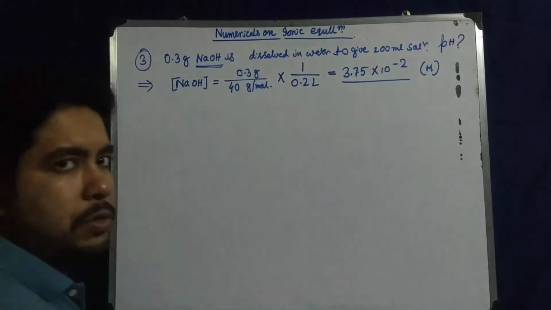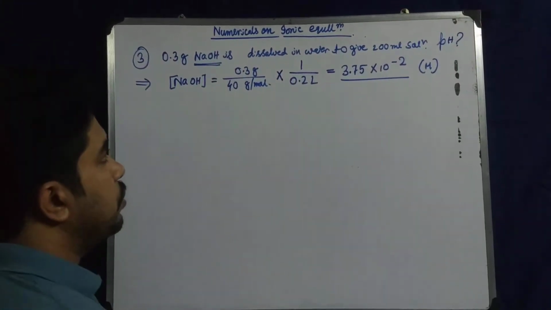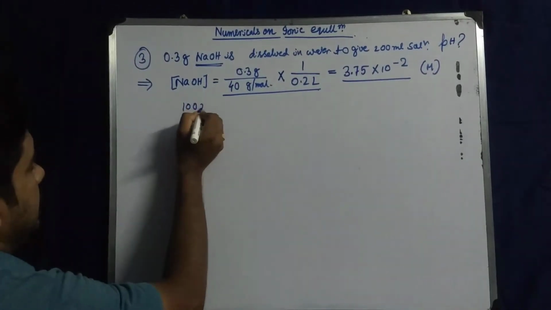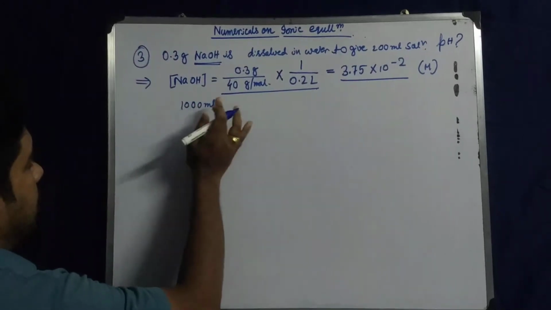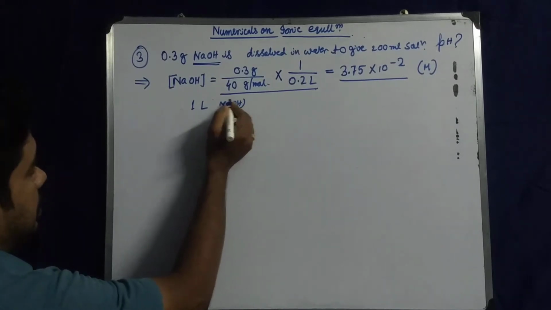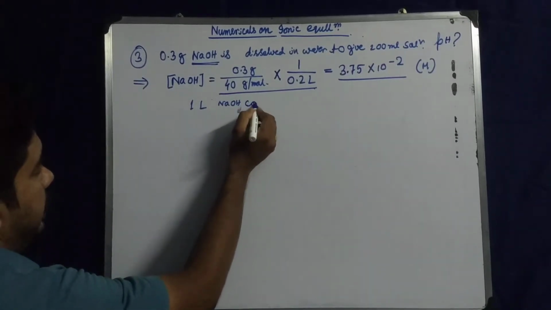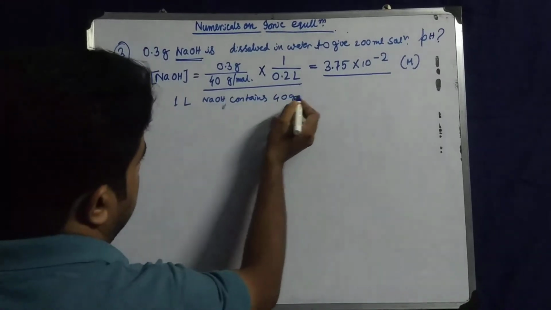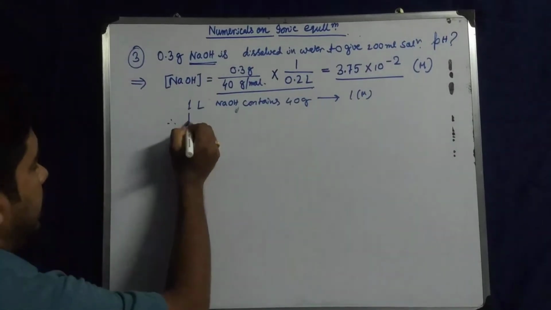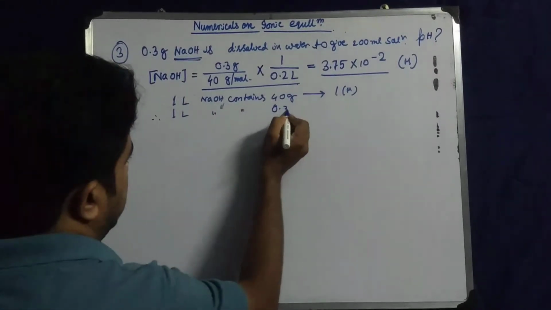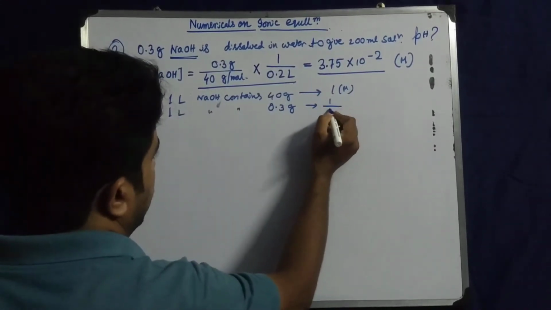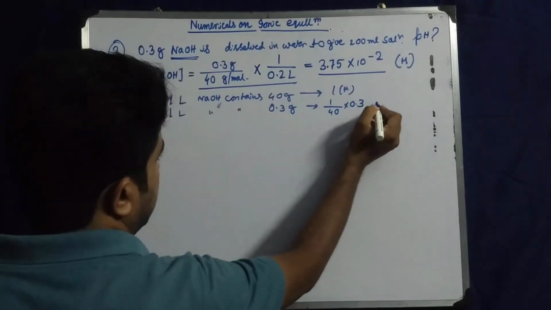Okay, molarity. We got the molarity. How have we done it? We know that 1000 milliliter, just I want to clarify this, 1000 milliliter is 1 liter. So 1 liter NaOH contains 40 gram, which gives 1 molar. Therefore, if 1 liter NaOH contains 0.3 gram, then how many moles? 0.3 by 40, that many moles. Okay.